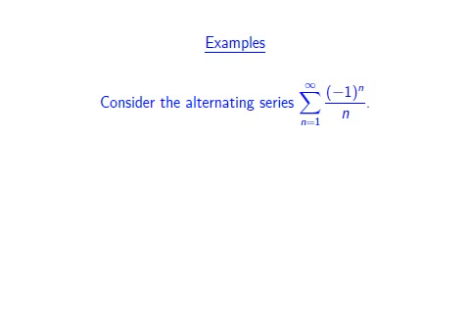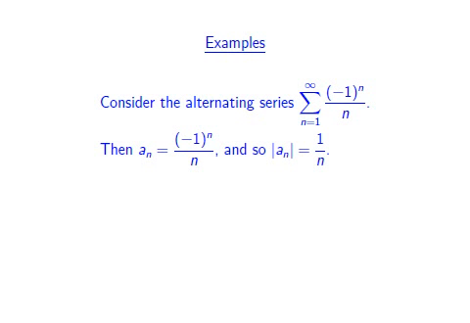Let us use the alternating series test to study our examples. First we consider the series taken over (-1)^n divided by n. Earlier we have established that this series is an alternating series. In order to decide whether it converges, we need to study its underlying sequence. Here the underlying sequence is a_n equal to (-1)^n divided by n for n greater or equal to 1.